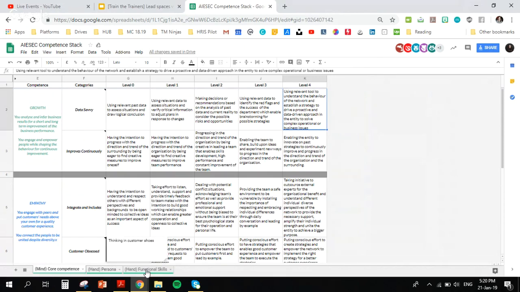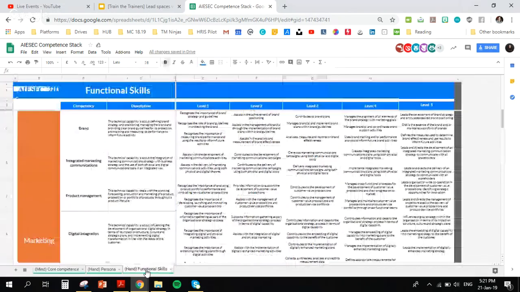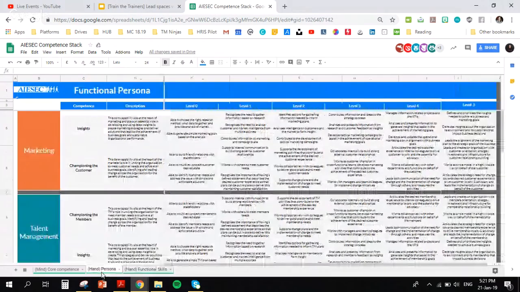And then we have hand, because as you remember, heart was removed from the ISEC competences, because we realized that part of heart is actually every day in the inner and outer journey that we live as members of ISEC. So it was removed, and now we only have mind and hand. And when it comes to hand, we have persona and functional skills.